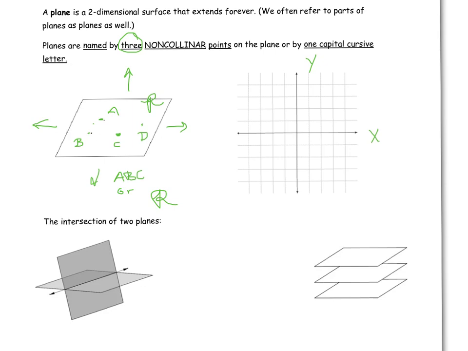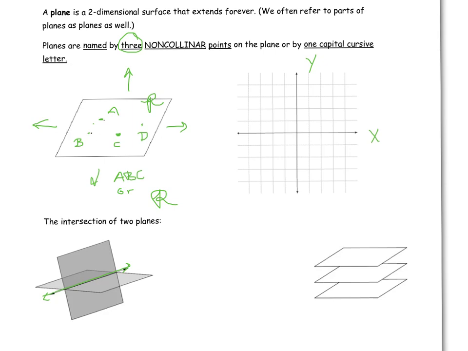So anytime 2 planes intersect, they intersect in a line. So if I have one plane going one way, one plane going another way, so that they intersect, for example, 2 walls in our classroom, or 2 walls in whatever room you're in right now, the intersection, or the edge where they meet, is a line.